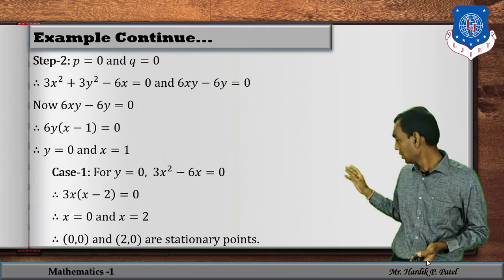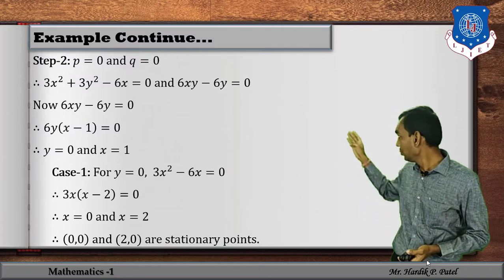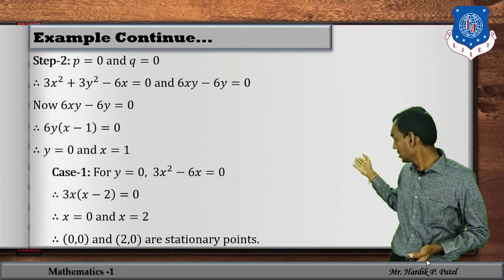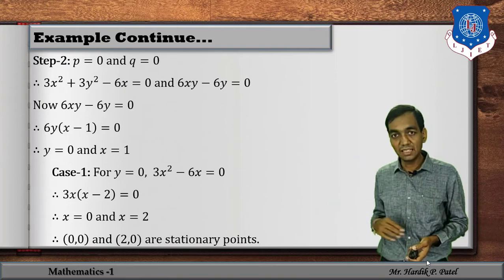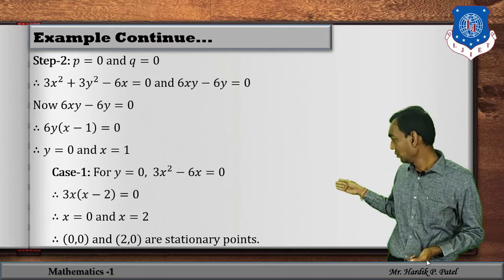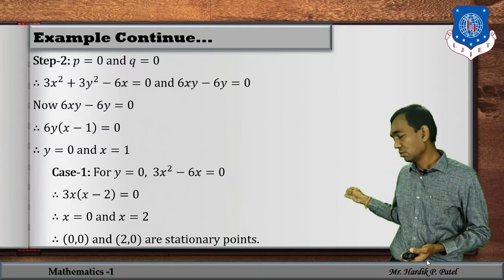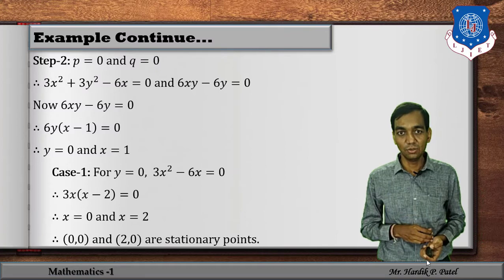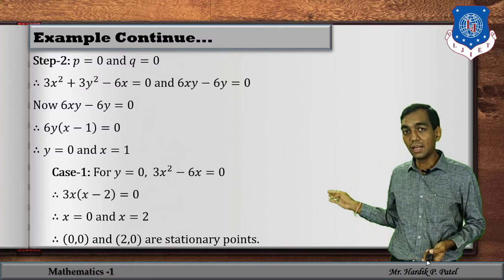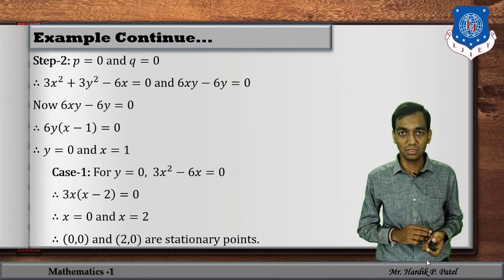That means first we are going to check it for y is equal to 0 and put this value in P is equal to 0. Then the equation reduces to the form 3x square minus 6x is equal to 0. So take 3x common and you will have 3x into (x minus 2) is equal to 0. So either x is 0 or x is 2 when y is 0. That means you have two points, x is 0 and y is 0, and x is 2 and y is 0. So these two are the stationary points for y is equal to 0.